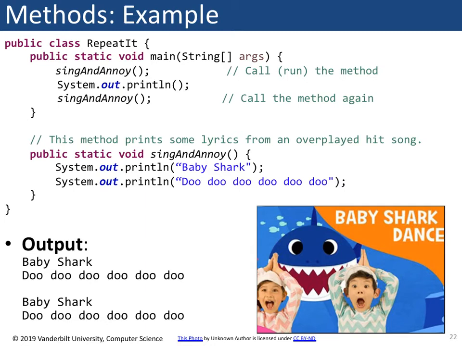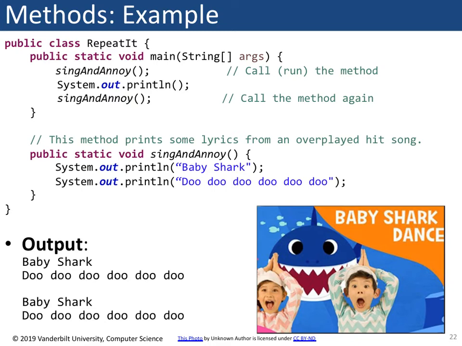So when we run this Java program, remember the program must be named repeatit because the class name is repeatit. So this is repeatit.java. When this program runs, the program will begin to execute at the first line of the main method. So the first thing that we encounter is a call to the sing and annoy method. The sing and annoy method starts to execute at the first line of the sing and annoy method, which will print baby shark. Then we'll move to the next statement, which will print do do do do do do.